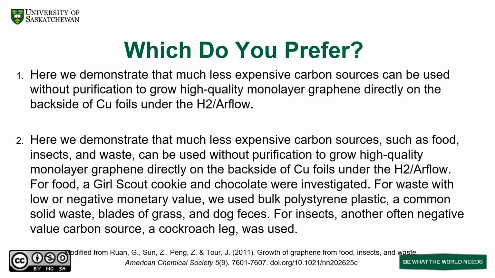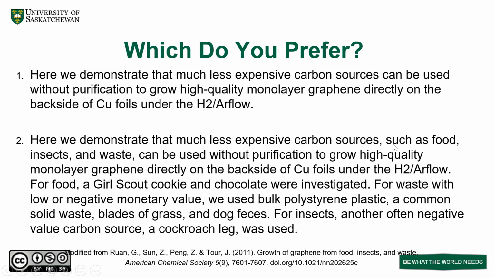All right, so let's look at more writing. So again, which do you prefer and why? Sample 1 reads as follows. Here we demonstrate that much less expensive carbon sources can be used without purification to grow high quality monolayer graphene directly on the backside of copper foils under the H2R flow. Sample 2.